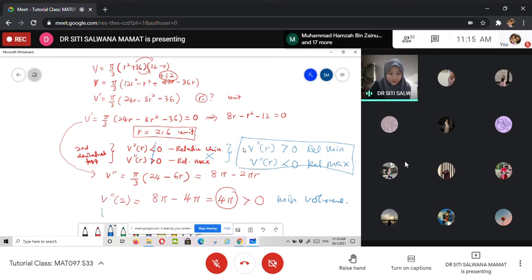And then you have V double prime. Okay, the other one we have is 6. So you have 8 pi minus 2 times 6, 12 pi. So which you will get negative 6... 6 or what? Sorry, negative 4, right? So you have negative 4 pi. So negative, less than 0. And then it is maximum volume.